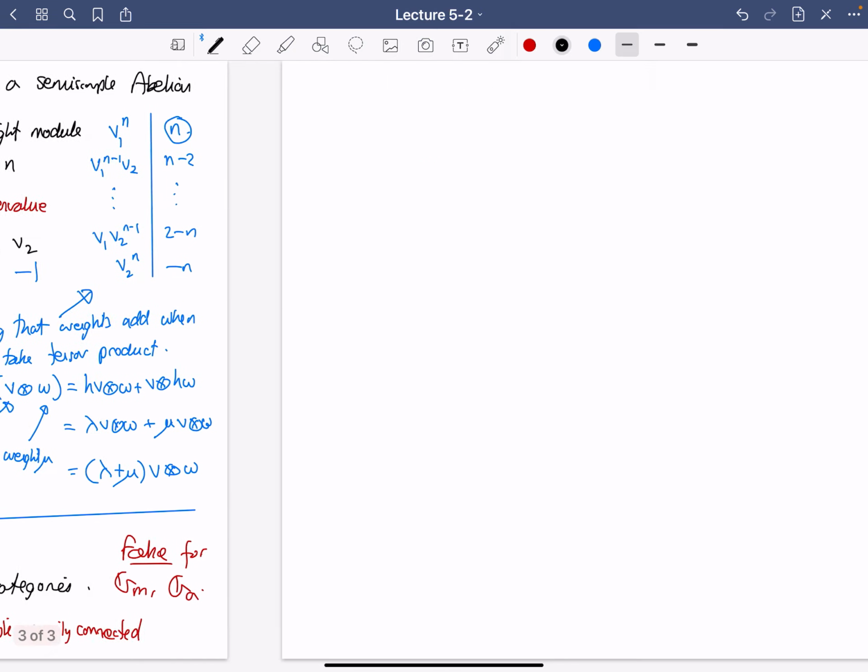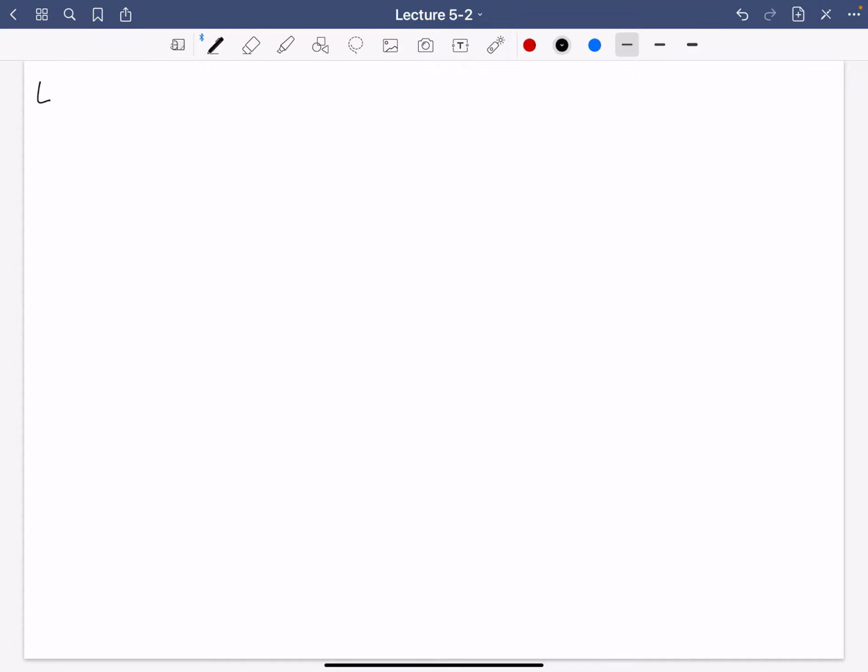Let me just do one more example before we leave SL2 alone. So let's think about a tensor product. Let's take one of these irreducible representations, maybe L of 2 and L of 3. This is the 3-dimensional irreducible and the 4-dimensional irreducible, and tensor them together.